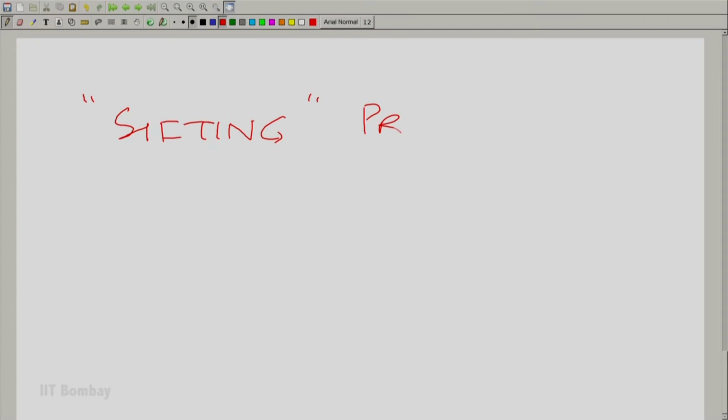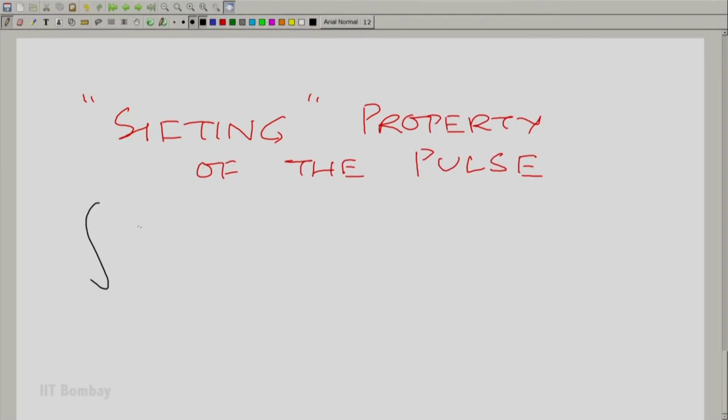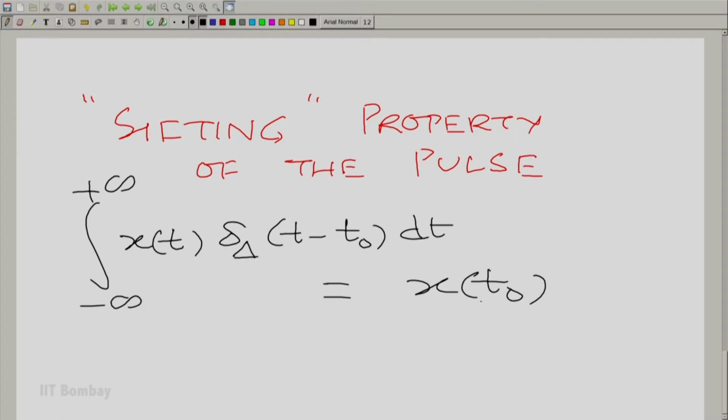Now, what it means is, this is one way to understand it. The pulse is like a sieve, or it has a sifting property. In fact, that's the term used formally. The sifting property, as they call it. What does that property say? It says the integral of x of t delta capital delta t minus t0 dt sifts out or pulls out x of t0.